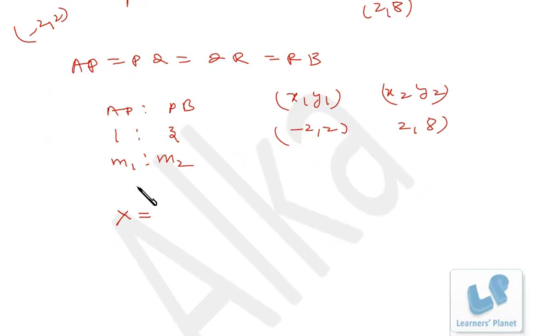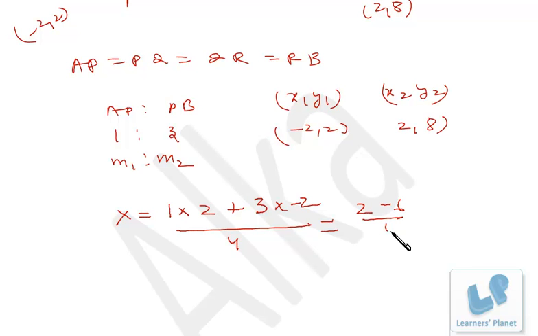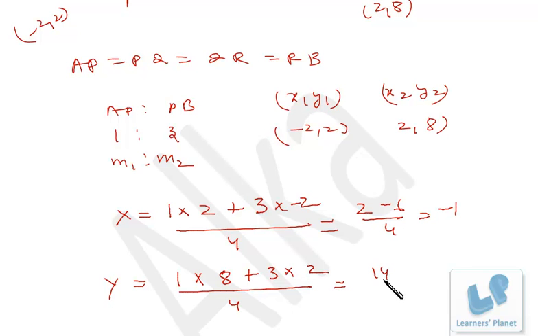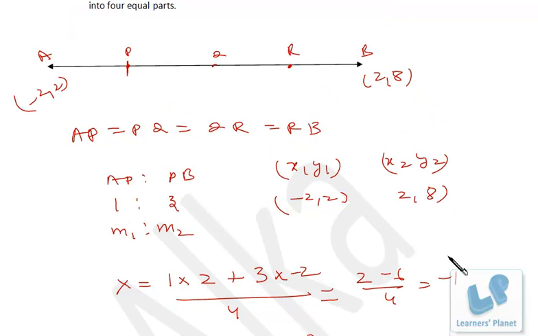So that is x = (m1 x2 + m2 x1) upon (m1 + m2). So m1 is 1, x2 is 2, plus m2 x1, so that is 3 into -2, upon m1 + m2, that is 4. So this is (2 - 6) by 4, that is -1, right? Similarly, we can calculate y = (m1 y2 + m2 y1) upon (m1 + m2). So m1 into y2 is 8, plus m2 into y1, that is 3 into 2, upon 4. So that is (8 + 6) = 14 by 4, or we can say 7 by 2. So the coordinates of P will be (-1, 7/2).